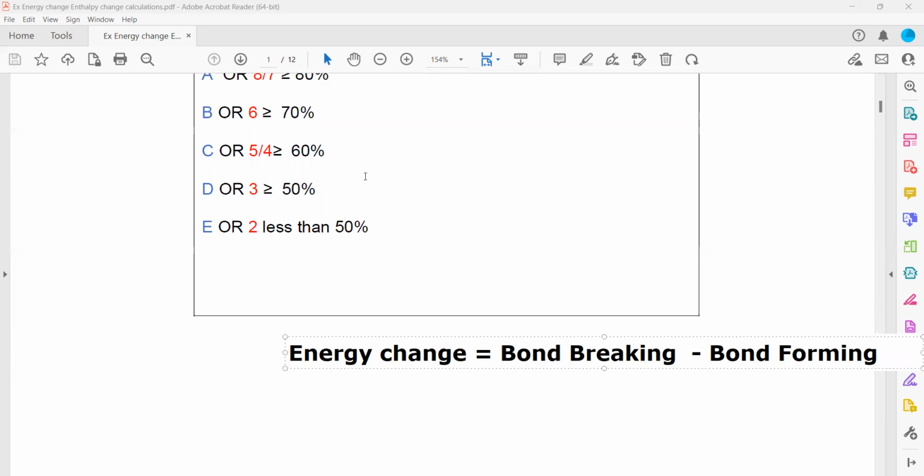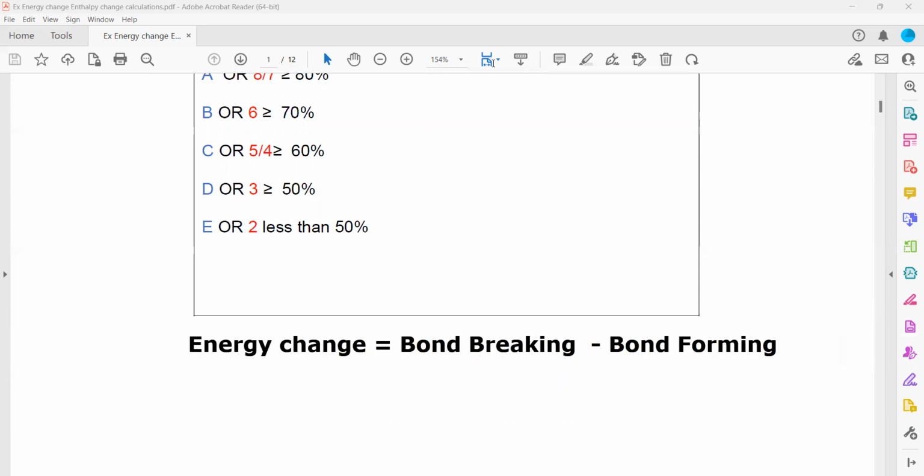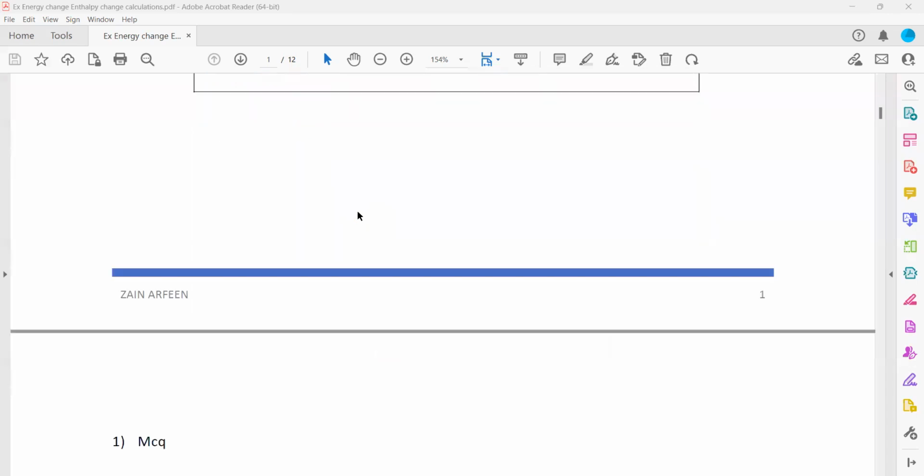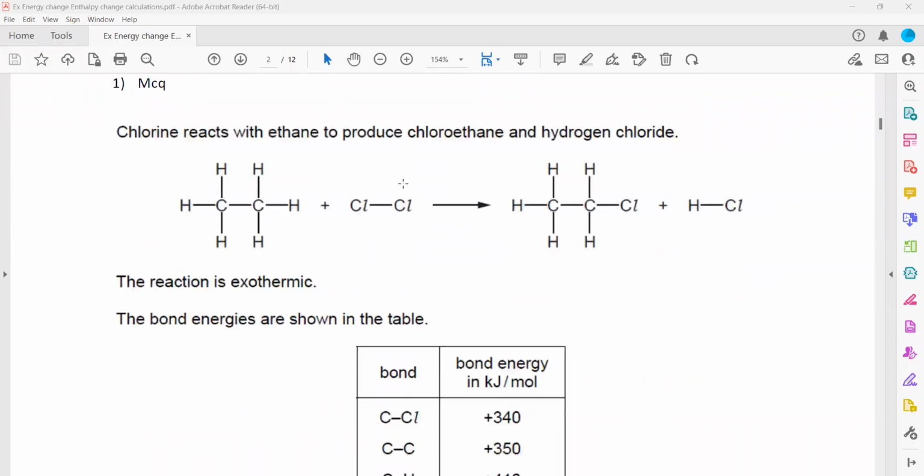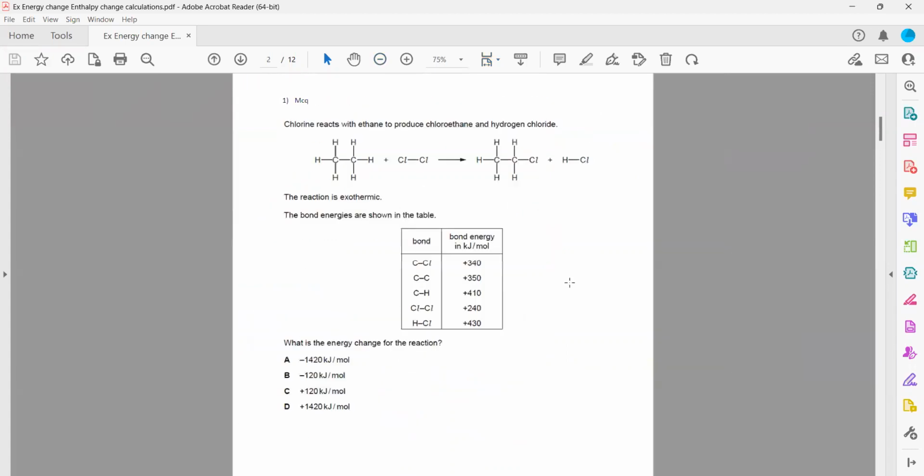So in this whole exercise, the first part, which is MCQs, will calculate the energy change. Sometimes we need a bond energy. Later in this exercise, you will find a question related to that. But most of the questions are related to energy change, enthalpy change. And as these are MCQs, options are also there.